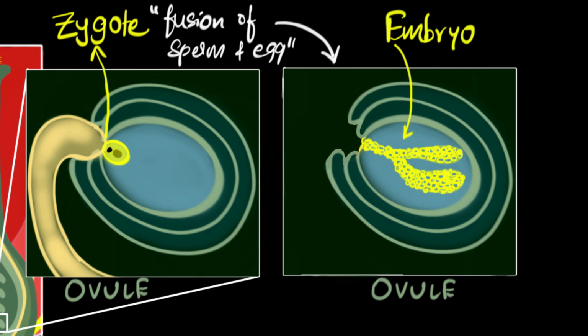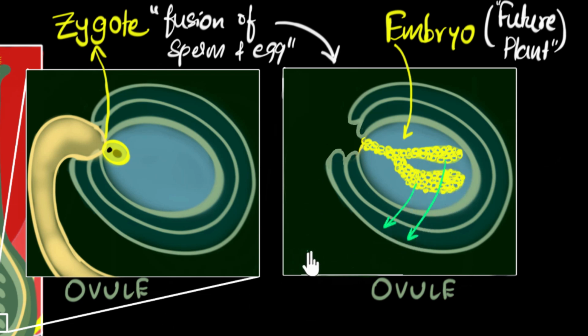So you can think of embryo as the future plant. It's going to grow into the future plant. In fact, we can actually identify the parts of the embryo. If you look at these two leaf-like structures, they are called the cotyledons. Let me just write that down. So these two leaf-like structures are called the cotyledons.